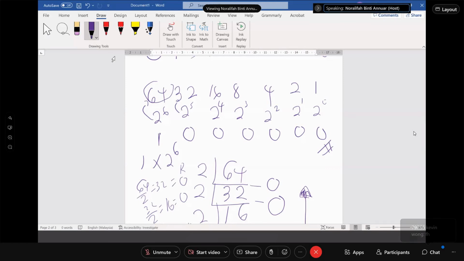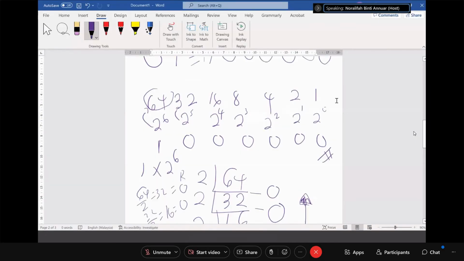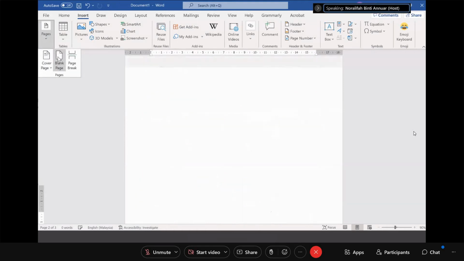Kita try satu lagi, ada yang masih keliru. Okay, let's say kita letak 100. Contohnya 100. Okay, cuba 100. Berapa you dapat? You can use any method, any calculation method. So 100.